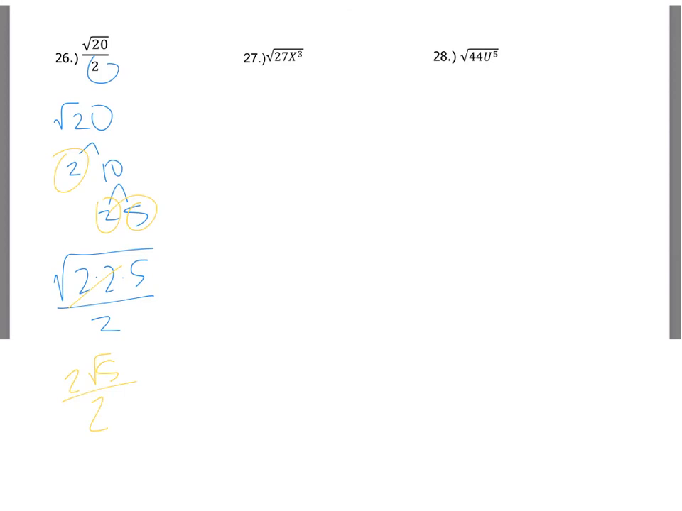Here's where you're going to have to start paying some attention. You see that you have 2 times 5, and then you're dividing by 2. Those really just cancel each other out. So square root of 5 is your answer.